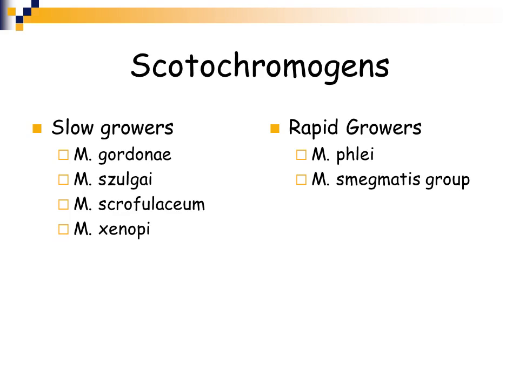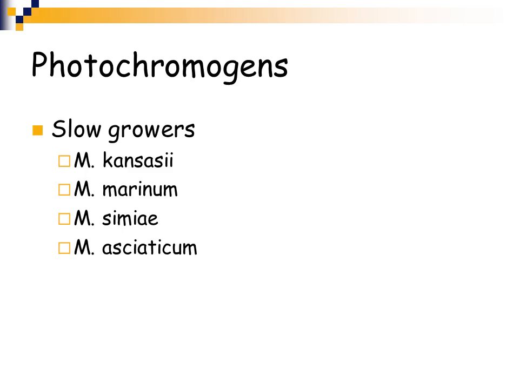Scotochromogens are those organisms that always produce pigment, whether it's in light or dark. The slow growers are Mycobacterium gordonae, szulgai, scrofulaceum, and xenopi, and the rapid growers are flavescens and smegmatis. And the photochromogens, which only produce pigment if they're exposed to light, are kansasii, marinum, simiae, and asiaticum.